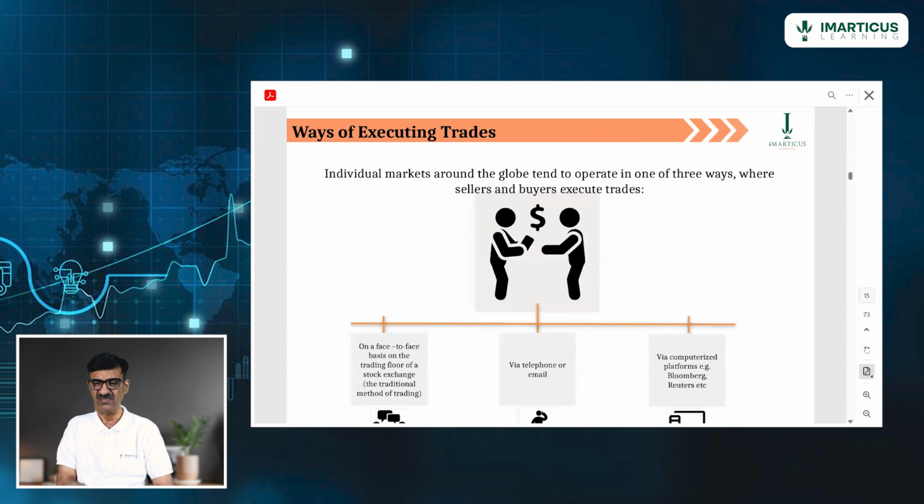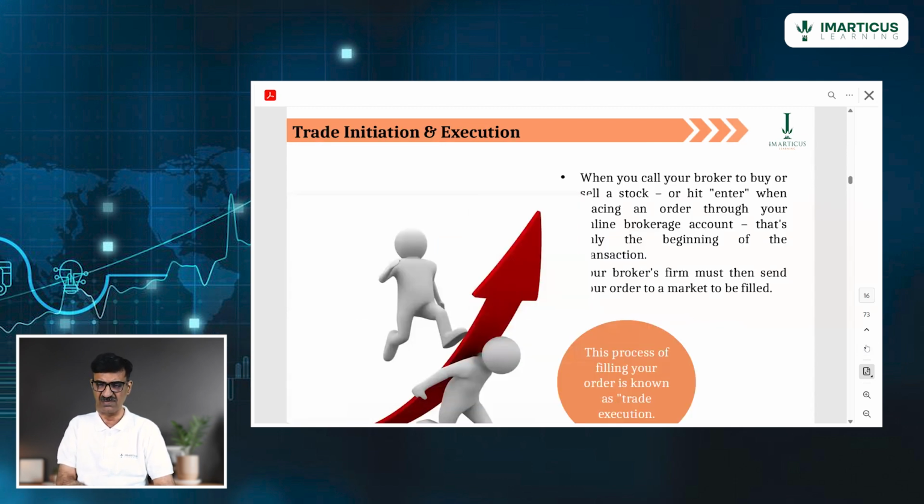You can see here how an order can be executed. The client comes to the office face to face, by telephone, email, nowadays even WhatsApp, or directly on an online platform. And when the orders are done, these are all execution. Execution can be done even online. When we punch our order, it is execution. So initiation to execution to capture.